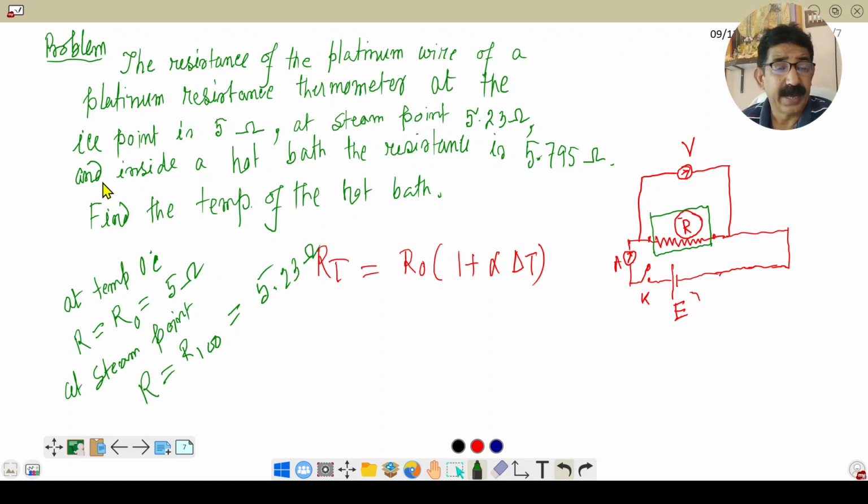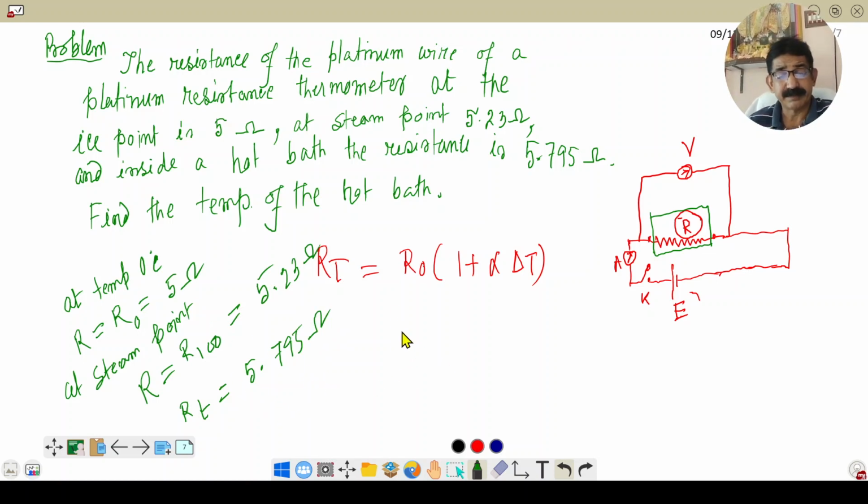Okay. And inside a hot bath, when this same setup or the same resistance is kept inside a hot bath, the resistance is measured as 5.795 ohm. That means RT is equal to 5.795. Okay. So these are the data.